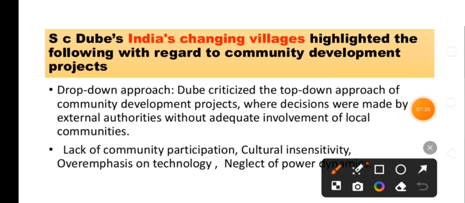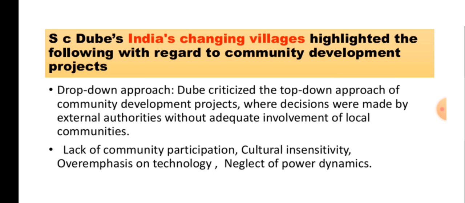S.C. Dube's India's Changing Village highlighted the following with regard to community development projects. Top-down approach, first one. Dube criticized the top-down approach of community development projects, where decisions were made by external authorities without adequate involvement of the local communities. Apart from this approach: lack of community participation, cultural insensitivity, overemphasis on technology, neglect of power dynamics. So these are the things highlighted in S.C. Dube's India's Changing Village. So who wrote the book India's Changing Village? S.C. Dube. Next.